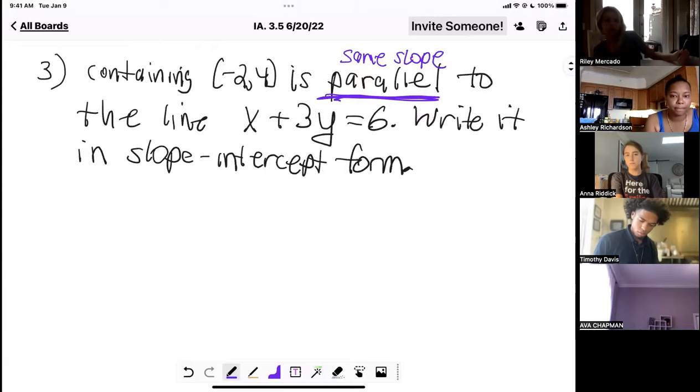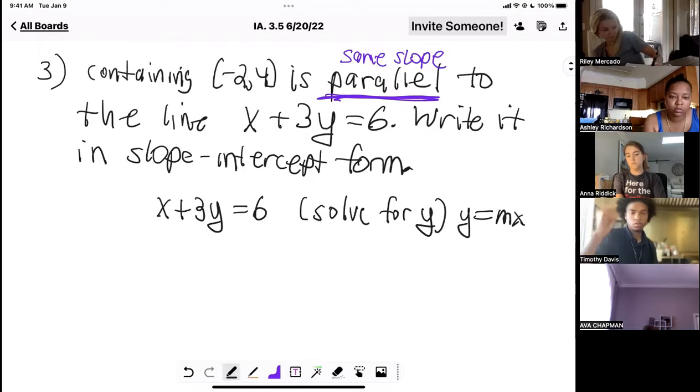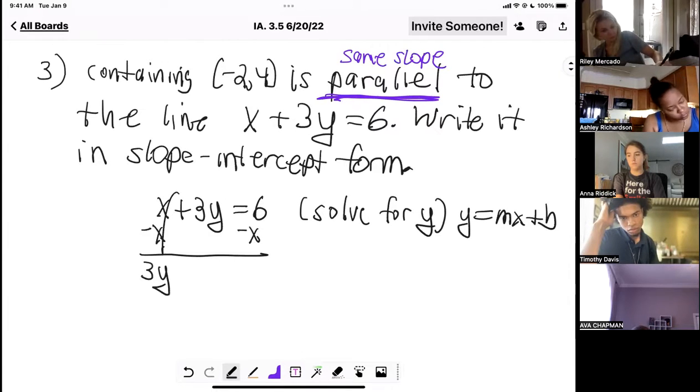Second, they gave you the equation. I can find the slope. How do I find the slope? I have to get it in y equals mx plus b form, right? So x plus 3y is equal to 6. So I'm going to solve for y to get y equals mx plus b, because then we can find a slope. So I am going to subtract x on both sides. 3y is equal to negative x plus 6. But I have to divide every single thing by 3 to get y by itself.